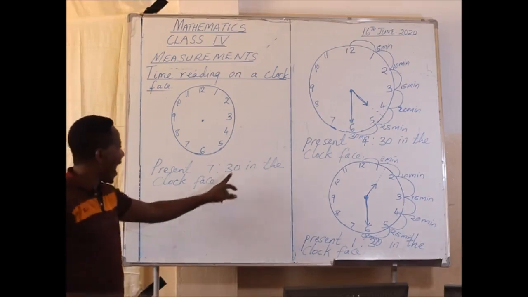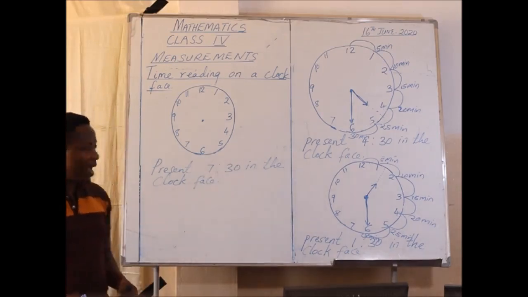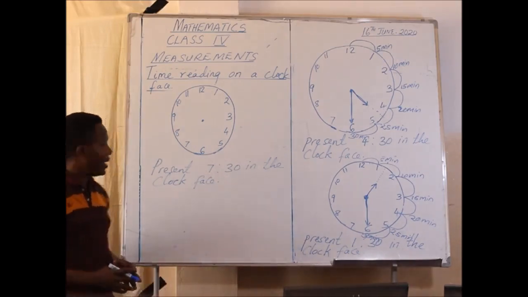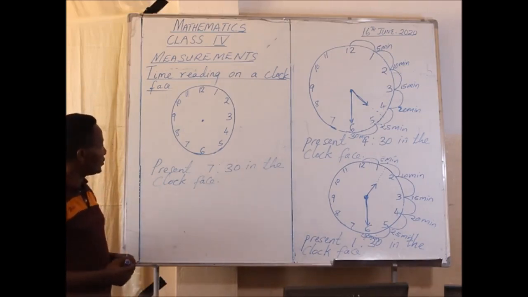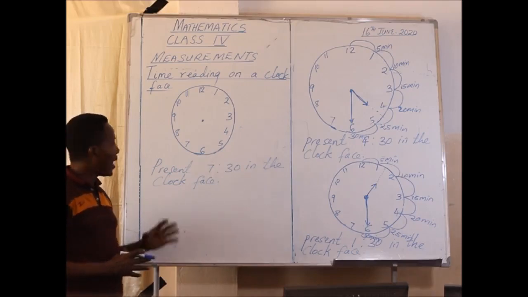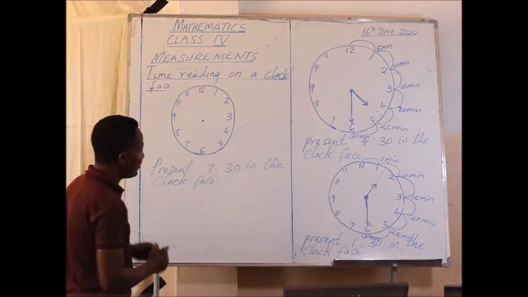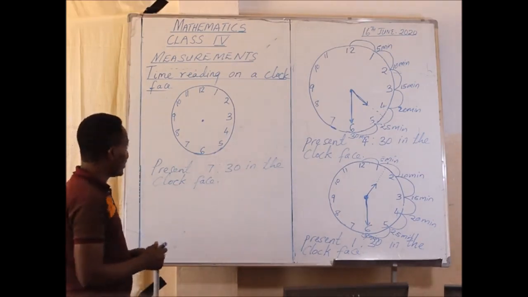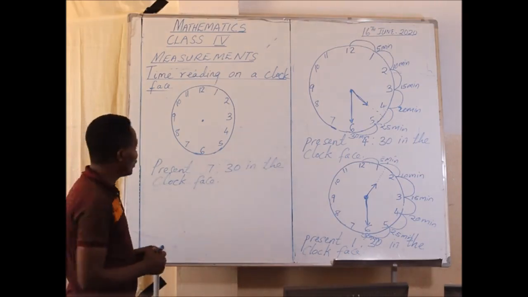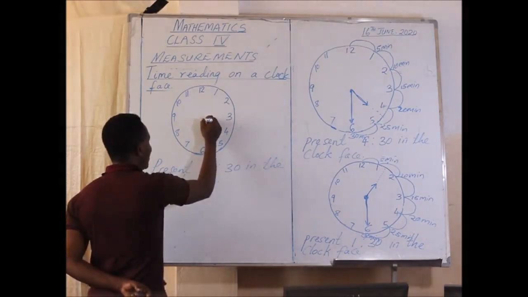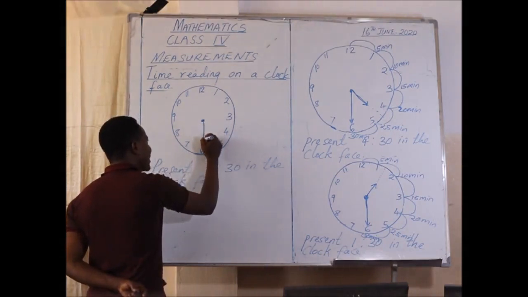Present 7:30 in the clock face. 7:30. As I have told you, our clock face has 2 arms, whereby the long arm shows the minutes, and the short arm shows the hours. Now, as usual, because it is 7:30, the long arm exactly points at 6.